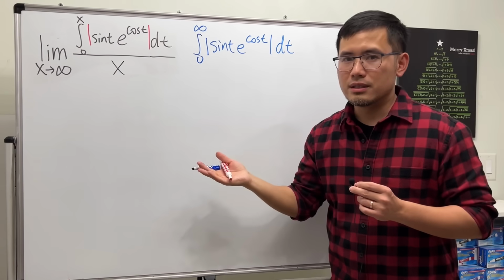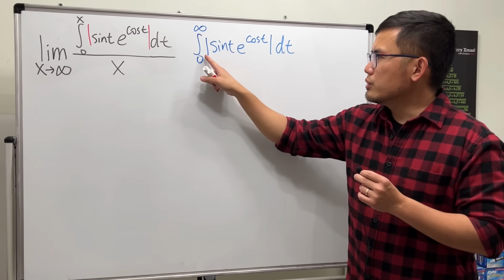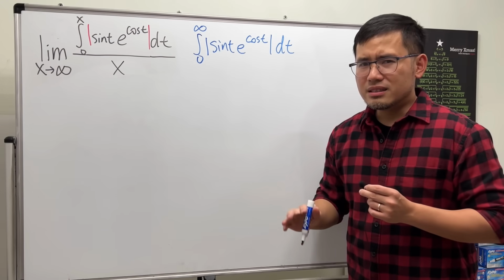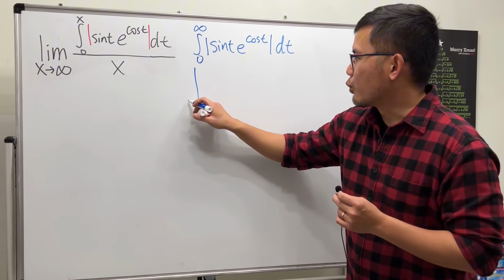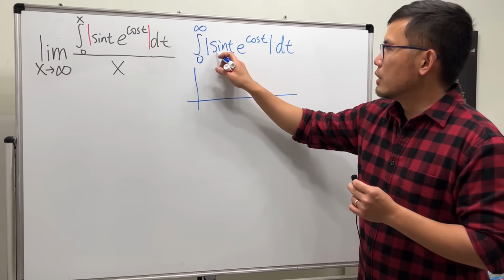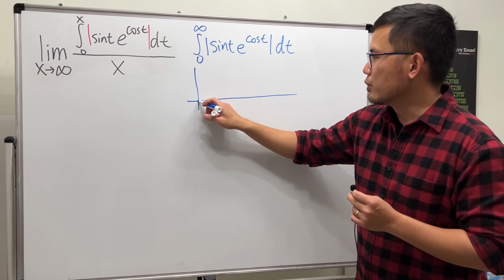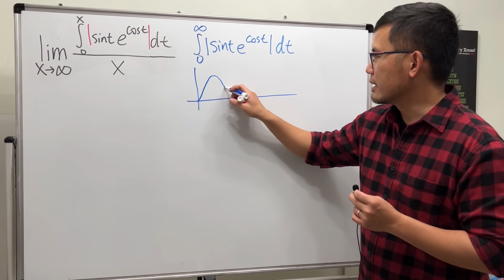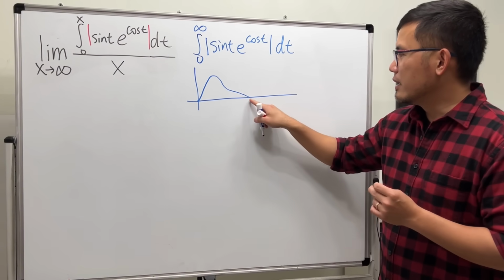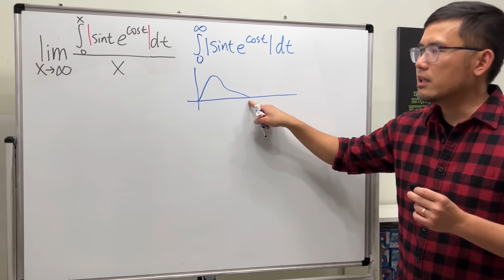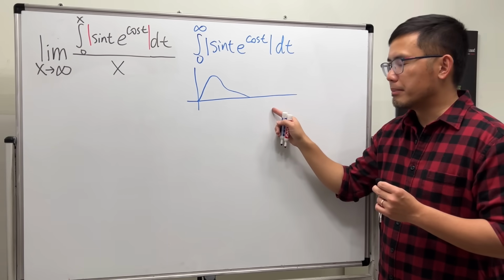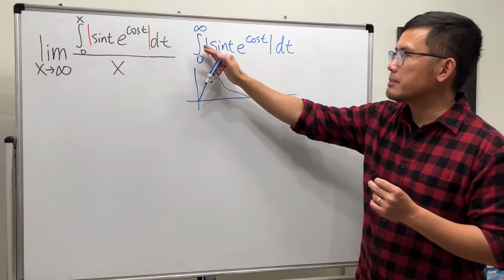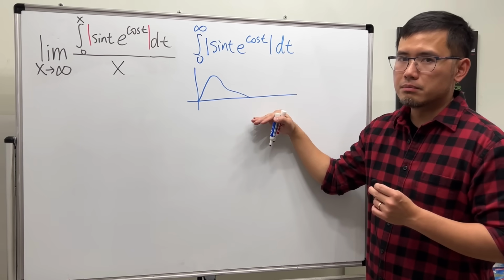What's up with this? I will tell you, usually when we have absolute value, I think it's safe to look at its graph first. So I will show you guys the graph. The graph is going to look like this. It will start at 0, and it's going to go up like this, and then like that. And this is when t is equal to pi, because sine pi is equal to 0. And after that, it's supposed to come back down.